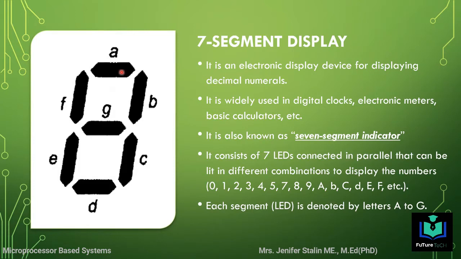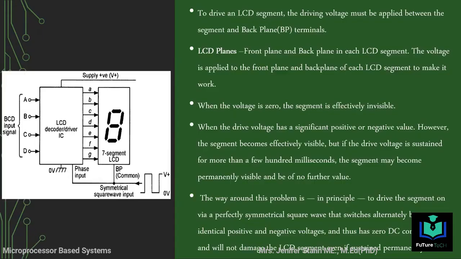So for displaying the letter A, what are the possibilities? Segment A will be available, B will be available, C, D, E, G. They all will be available except F. In some of the 7-segment displays, we use one more segment which is called the dot. So the dot will be the 8th segment. Since we are learning about the 7-segment display, I don't want to take you to the dot segment. Let's discuss the 7-segment display.